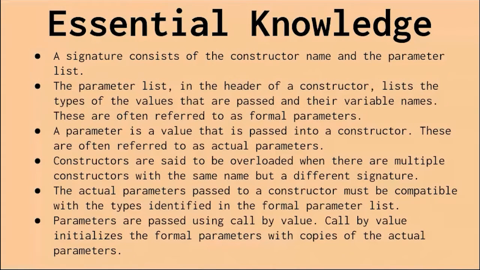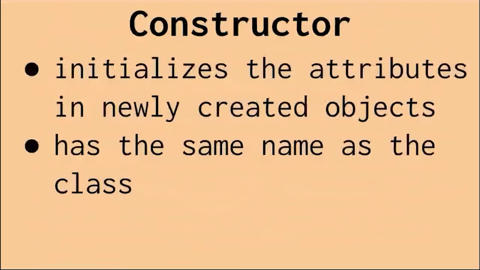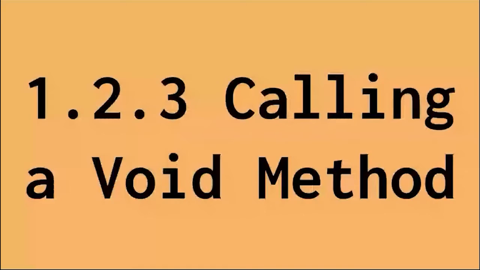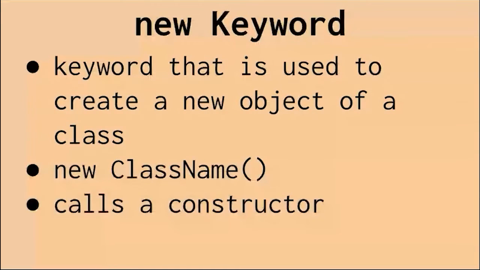Remember, the parameter list is the same as input. I keep saying input, I should say parameter. They're the same thing, though, but I should use the words that AP uses more. It lists all the values that are passed and their variable names. A parameter, again, is the value that's passed into a constructor. Constructors are said to be overloaded if there are multiple constructors with the same name but different parameter lists, or different signatures, it says right here. Let's keep going. And the new keyword, that's how you create a new object. Make sure you know how to do that.